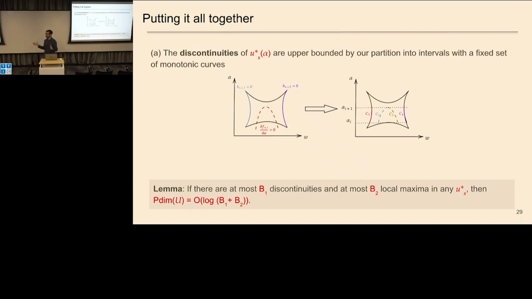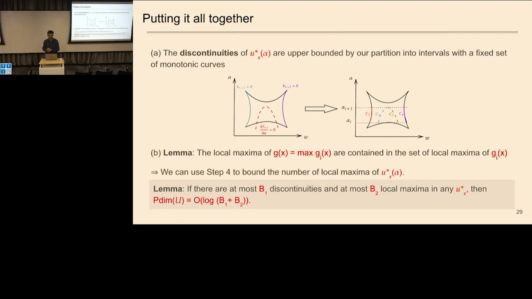But the final thing, we put everything together. The discontinuities that can possibly occur in U star alpha, we can bound by partitioning into regions which have a fixed set of monotonic curves, the regions where alpha equal to alpha 0 intersects a fixed set of monotonic curves. Then you can also bound the local maxima using that last step. Finally, we have this lemma which puts everything together: if we have V1 discontinuities and V2 local maxima in any function for any fixed instance x, then you have a bounded pseudo-dimension in terms of the number of discontinuities and local maxima. So this is basically the full recipe of the proof.